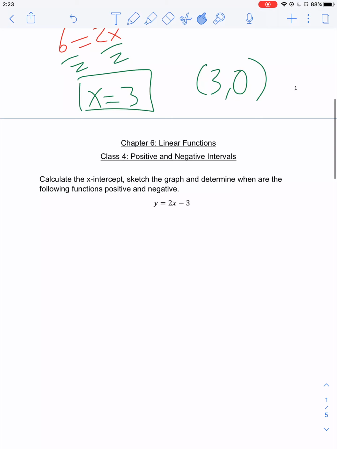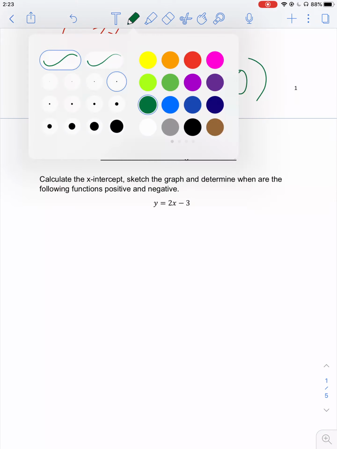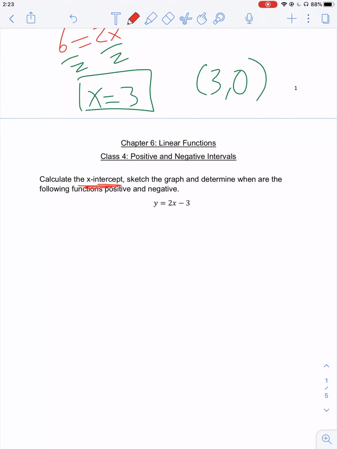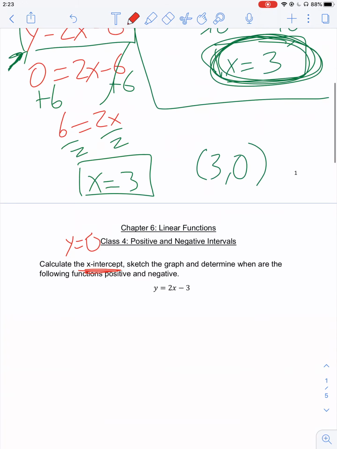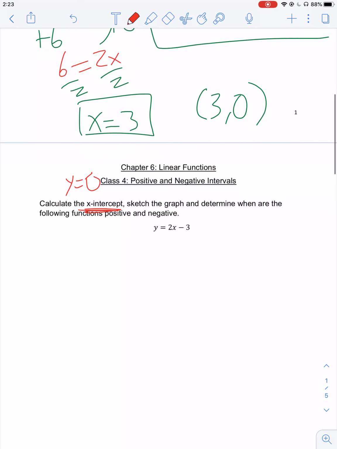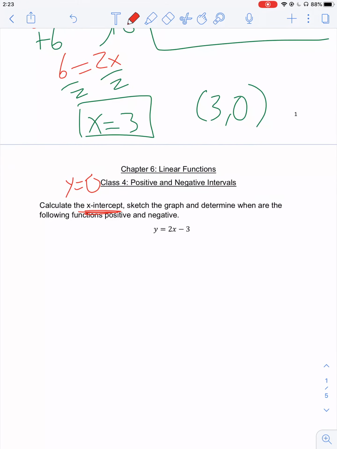So for today's class, we're gonna again talk about the x-intercept. Remember, x-intercept happens when y is equal to 0. So just like in the starter question, sketch a graph and determine when the function values are positive or negative for the following functions, because there's actually 3 of them. So let's find the x-intercept. How do you find the x-intercept? Right, replace y by 0.